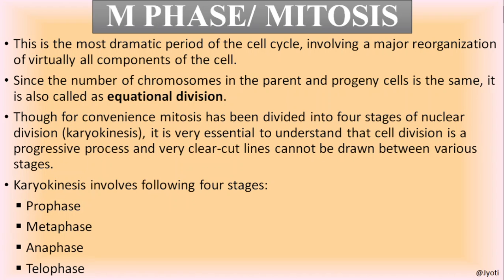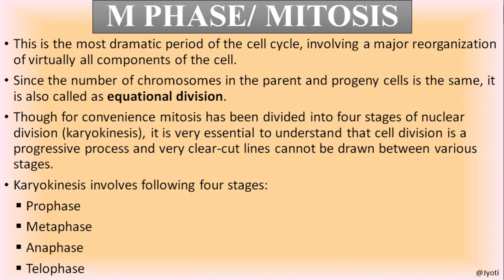And this M phase is otherwise known as mitosis, even though the division is of two types, mitotic type and meiotic type. But the most common type of cell division is mitosis. That's why the M phase is known as mitosis or mitotic division.